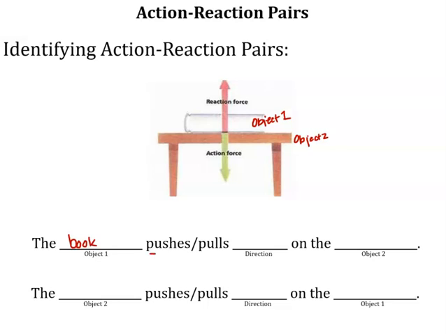Usually this is going to be pushes or pulls, so you just choose one. So the book is pushing, not pulling. And in what direction? It's pushing downward on the table. This is the first force, which you could call the action force. The book pushes down on the table. Now, what's the opposite? Basically, you switch your two objects and change your direction. The table, the force is always going to be the same, so if one's a push, the other's a push. The table pushes up on the book. This is how you phrase your action-reaction pair.